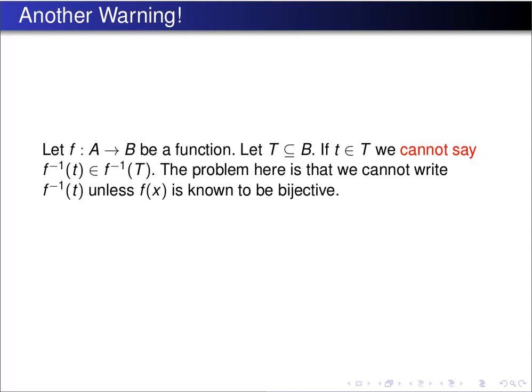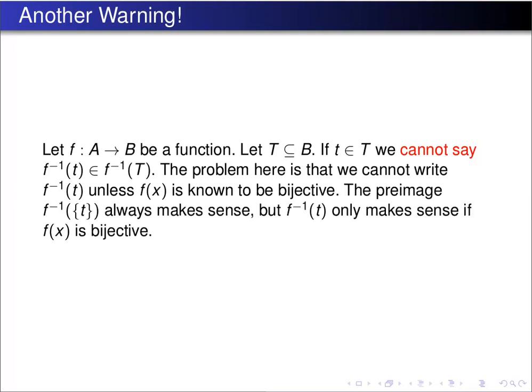The preimage is always defined, but the inverse of the function is not always defined. And so that notation of f with a -1 superscript, you should always take that to mean preimage unless you know the function is invertible and you know f inverse is the inverse of the function. The preimage of the set containing t always makes sense, but f inverse of t only makes sense if f is bijective. Okay, so that's another instance of that warning. All right, that's it for this video. Thanks for listening.